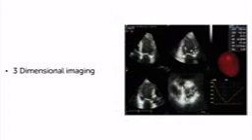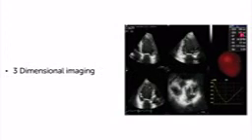Finally, three-dimensional imaging. For that, you need special three-dimensional transducers that allow you to generate the three-dimensional volume, and that you trace then, or you generate so-called pumping volumes. And these volumes give you very exact values that are probably superior to two-dimensional imaging when it comes to calculating ejection fractions.